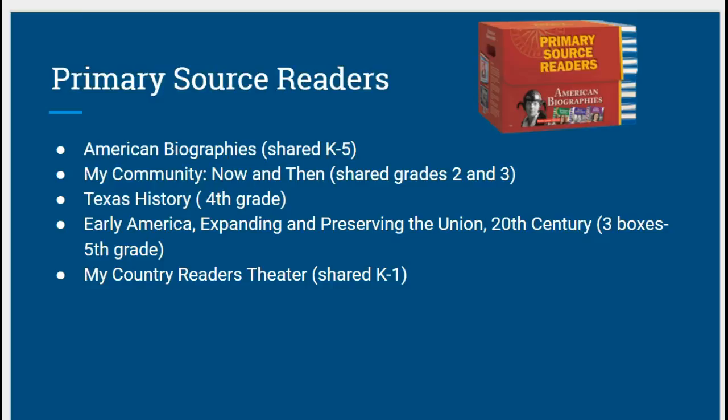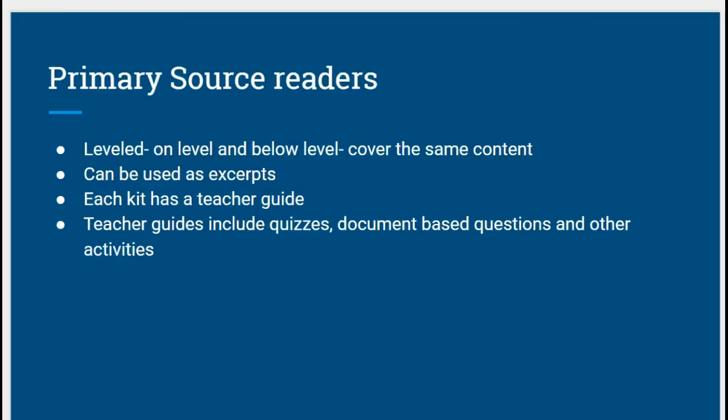Your primary source readers. There are a set of these on every campus. There's an American Biography set, which should be shared K-5. My Community Now and Then, shared grades 2nd and 3rd. Texas History, which is 4th grade. Early America, Expanding and Preserving the Union, and the 20th Century. These are 3 boxes that are for 5th grade. And My Country Reader's Theater, which is shared for kindergarten and 1st.